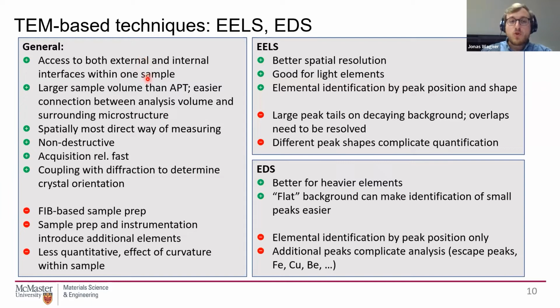Then we have overall a much larger sample volume from which we can choose in the instrument itself. It is much easier to connect the region we are looking into the overall surrounding microstructure. I will give you an example of that just in a bit. It is also the spatially most direct way of measuring, right?